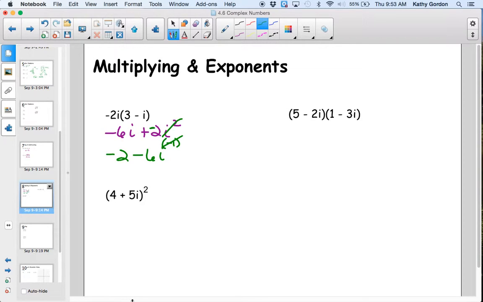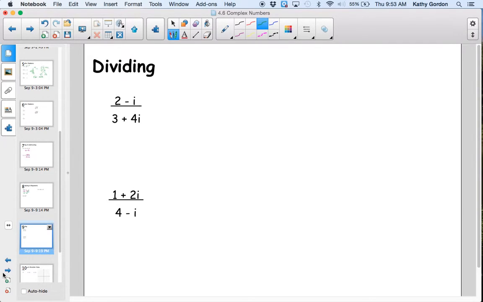We're going to either use the pattern of taking a binomial and squaring it, or we'll take 4 plus 5i times 4 plus 5i, we'll FOIL it out. Okay? All right. But here's the one that we really need to look at for today. And then we'll pick up with the rest of this next class and continue.